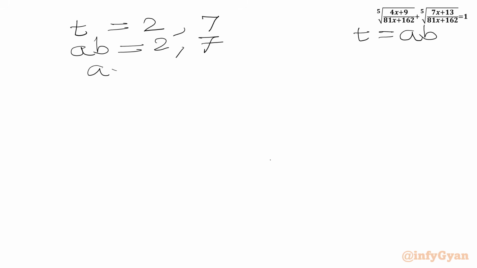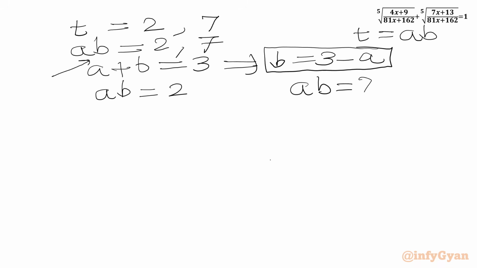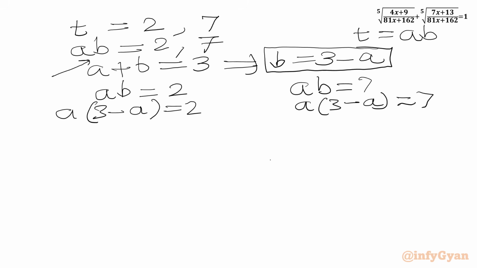And we have our first equation, a plus b equal to 3. From this equation I can find b in terms of a. So b will be equal to 3 minus a, which we will apply over here. So let me write ab equal to 2 and ab equal to 7. Here b is 3 minus a, so we can write a times (3 minus a) equal to 2, a times (3 minus a) equal to 7.